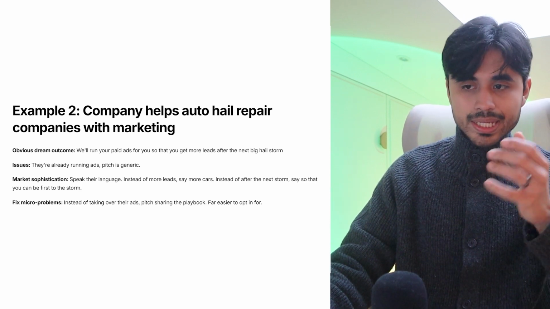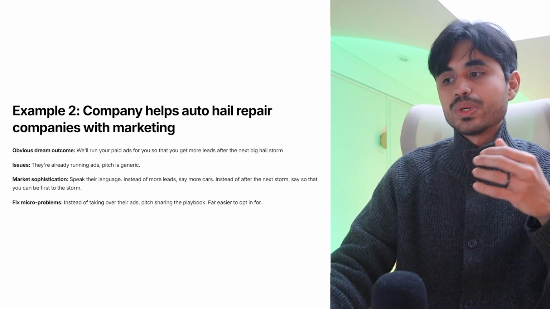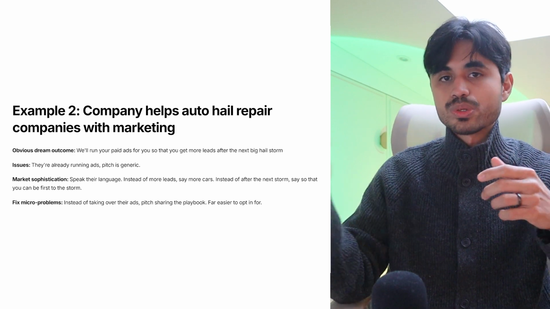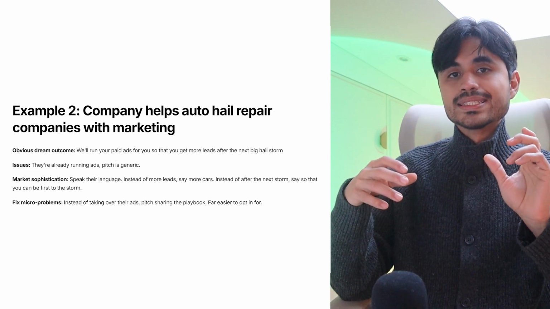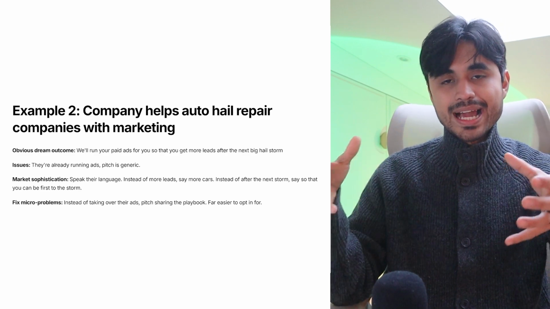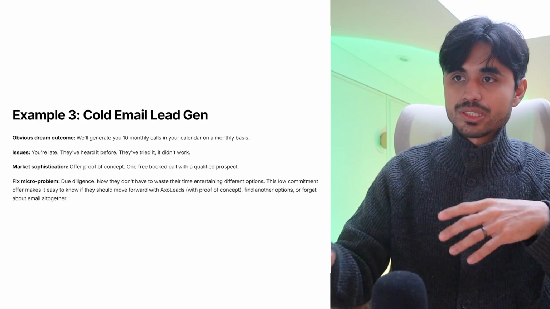So again, how do we fix their micro problems? In this case, instead of taking over their ads, we pitch to share the playbook to help them be the first to the storm. So this playbook is a much easier thing to opt in for, and it implies that this is something that actually exists. So this is a really good way of doing that in this particular case.